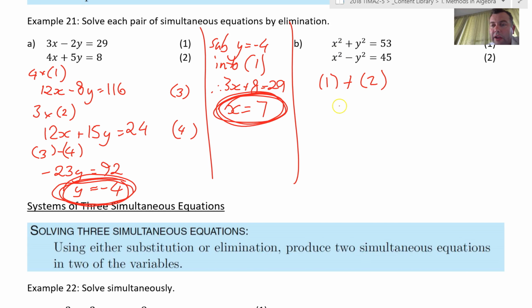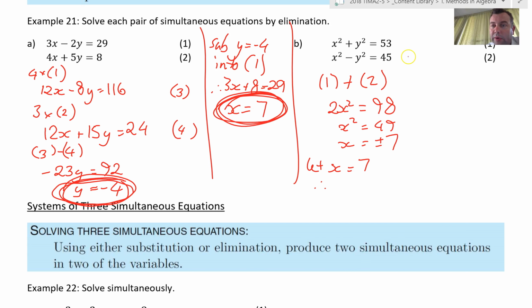What happens when we add them together? I get 2x squared equals 98. Therefore, x squared is 49, so x equals plus or minus 7. Don't forget the minus possibly, because negative 7 works there as well. Now, let x equal 7.